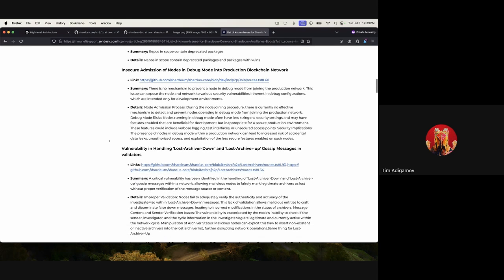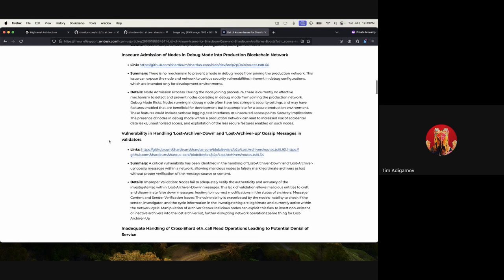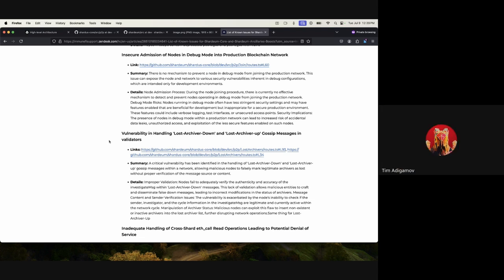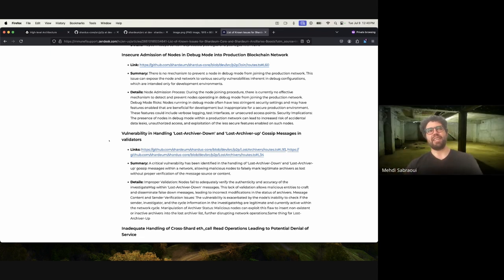So, insecure admission of nodes in debug mode in a production blockchain network. This is just the way that you cannot reject the nodes in debug mode, right? That's the thing. So if you want to join your personal node to the network in debug mode, you can do it. The network's not going to complain. We would like it to reject a debug node, but currently it does not. Because it's a permissionless network, so you can do whatever you want. Right? Yeah.